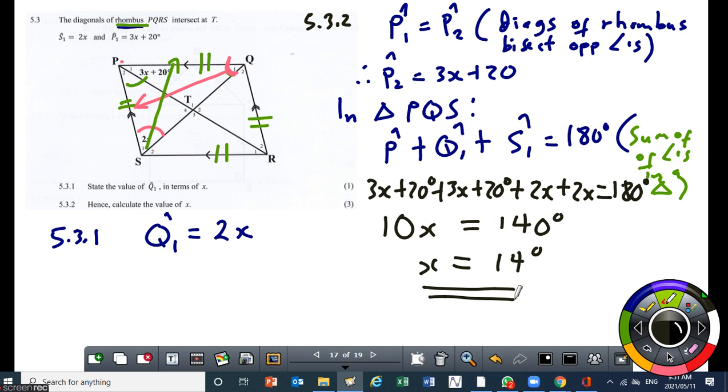Okay. Any question? Is there anybody who has got a question? No, sir. Right, so that's 5.3.2, that's 5.3.1. Right, let's move on to the last one.